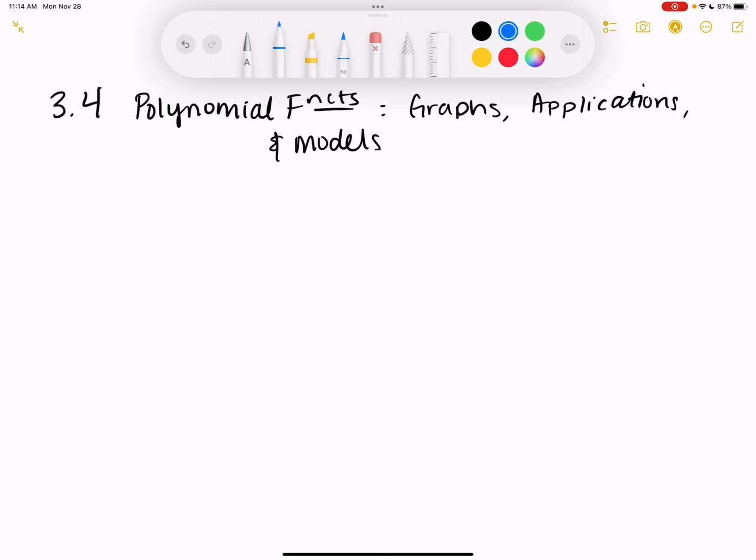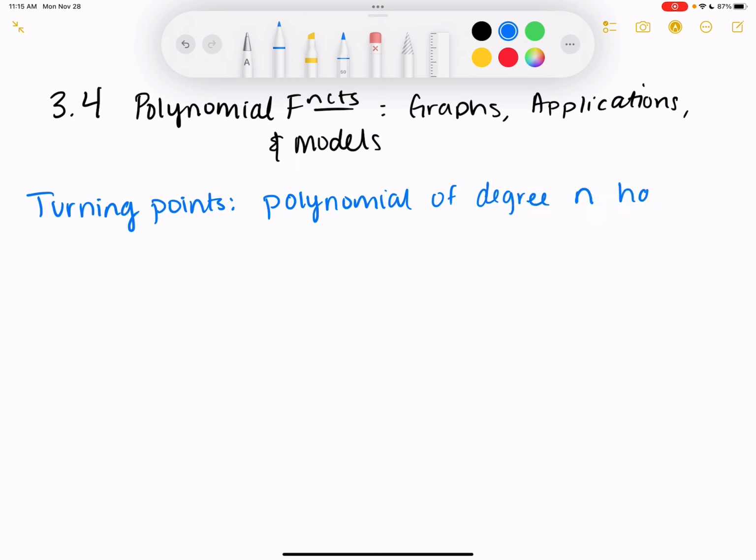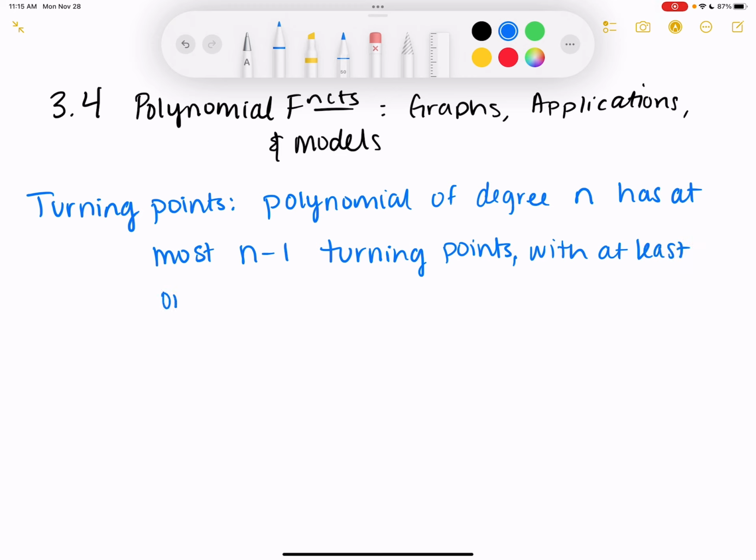All right, so the first thing is turning points. I would say that a polynomial of degree n has at most n minus 1 turning points, with at least one turning point between each pair of successive zeros.